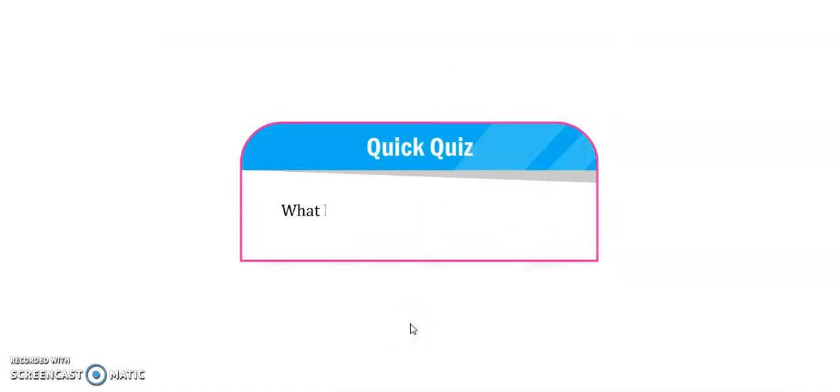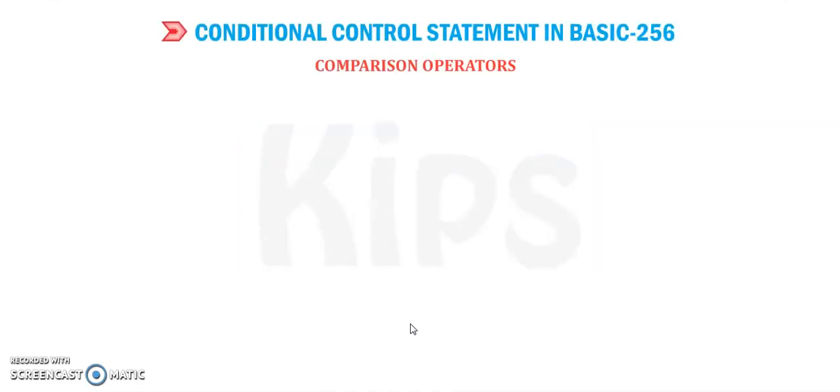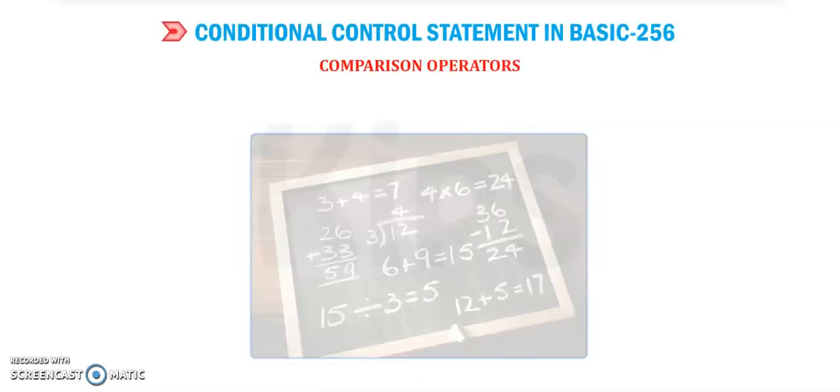Now there is one quick quiz. What happens when we use a semicolon with print statements? With this we can give the next line output in the same line.